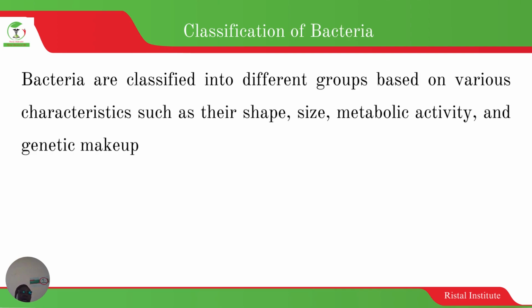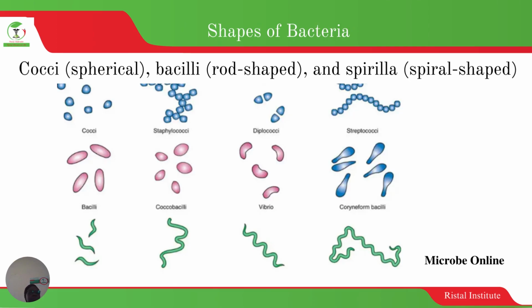Remember, we said bacteria can also be classified into different groups based on various characteristics such as their shape, their size, their metabolic activity, and also genetic makeup. When we classify bacteria according to their shape, we have the cocci. The cocci are spherical. They are shaped like a sphere. That's why we call them spherical.